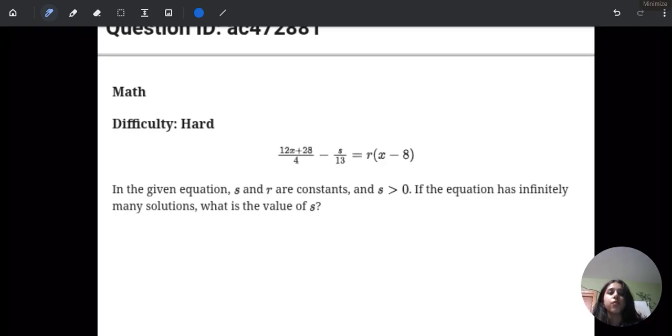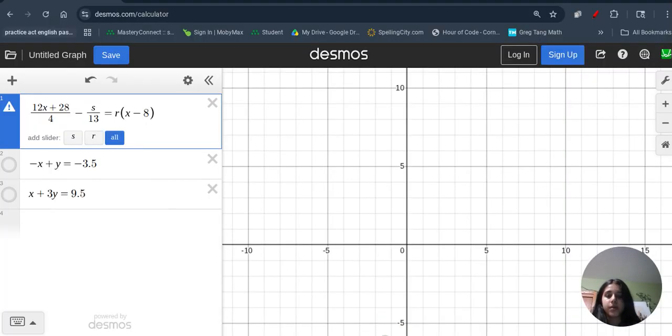Alright, like I mentioned before, we're going to first pull up Desmos. Okay, so here's Desmos. This is kind of the view that you're going to get on test day as well. So we're going to simplify it just to make it easier for us. So 12 divided by 4 is 3. 28 divided by 4 is 7. Remove the denominator. And then S over 13 remains the same.